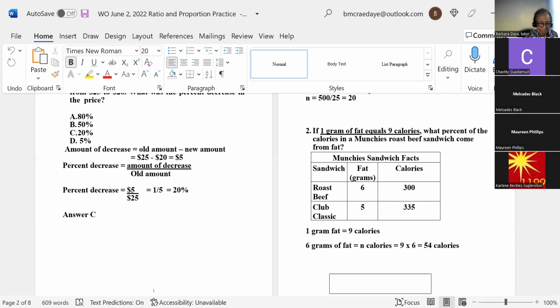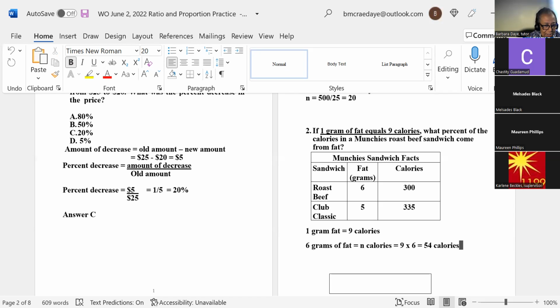Yeah, question? What's the question? What's the percent? So I have to find how much percent is 54 of what? So we've got to find what percent 54 is of what? Look at the roast beef. Oh, 300. 300. You got it.